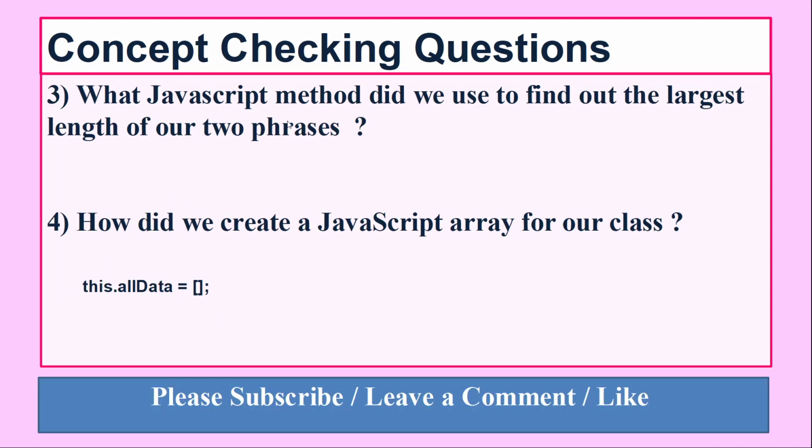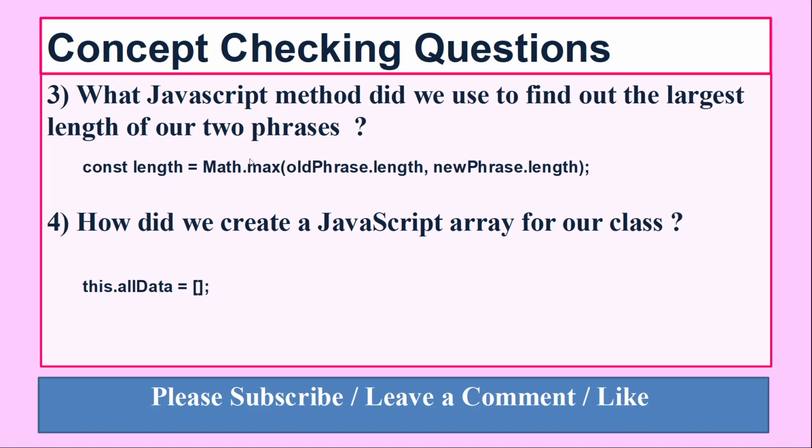What JavaScript method do we use to find out the largest length of our 2 phrases? Well, we use the Math object. So there's all sorts of Math methods that we could use. We use Math.max, and you can put 2 values in, and then it will output the maximum value, the value that is the largest one. And so for us to find out the 2 lengths, all we need to do is put in the old phrase and then use the length property to find the length of that phrase, and same with the new phrase, and it'll output the length of the largest one.